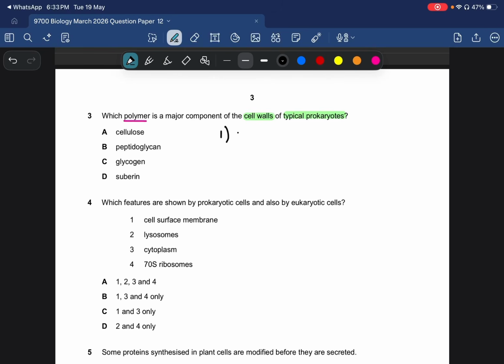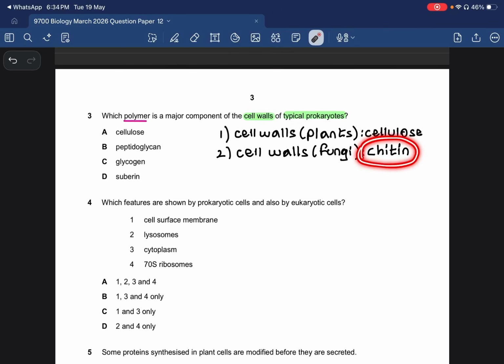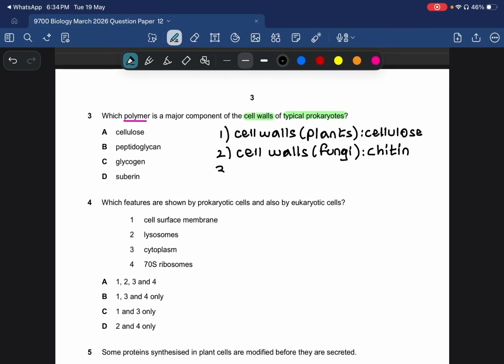Number one, the cell walls in plant cells are made up of, everyone knows this, cellulose. That's number one. Number two, the cell walls in fungi. Remember that other kingdom? Plants, animals, fungi, bacteria, protoctists. So fungi is another kingdom which also has cell walls. Their cell walls are made up of a substance called chitin. Make sure to remember this. This also sometimes comes up in some MCQs.